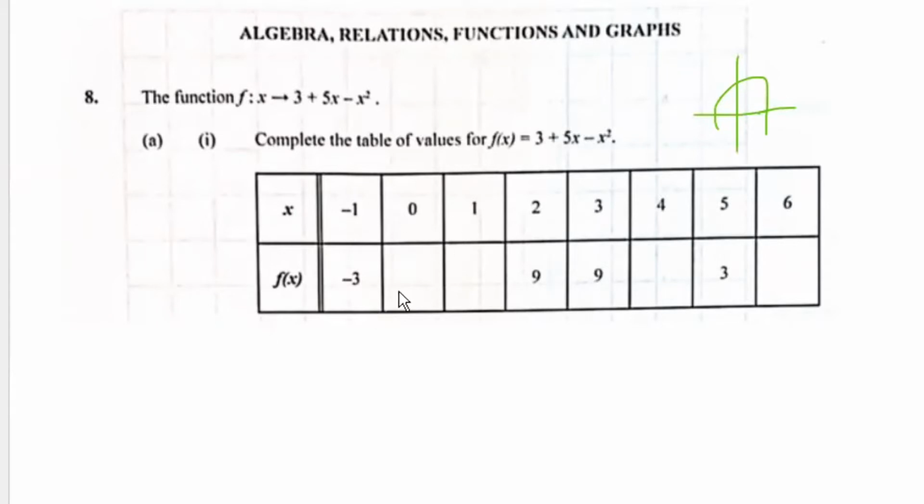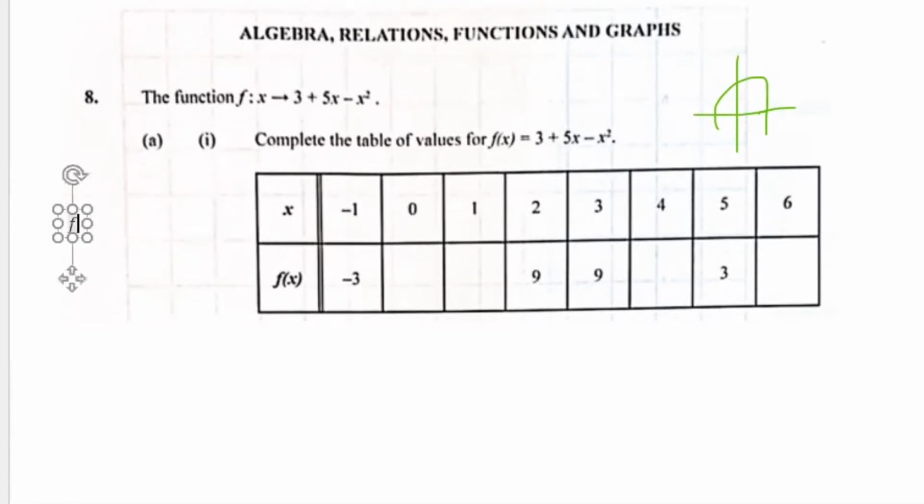What we can do to solve these missing values is to put in the corresponding x values, and it will give us the y values. So f of 0 will give us our f of x value, or f of 1, f of 4, and f of 6. That is what we will do here for part 1 in order to solve the unknowns.